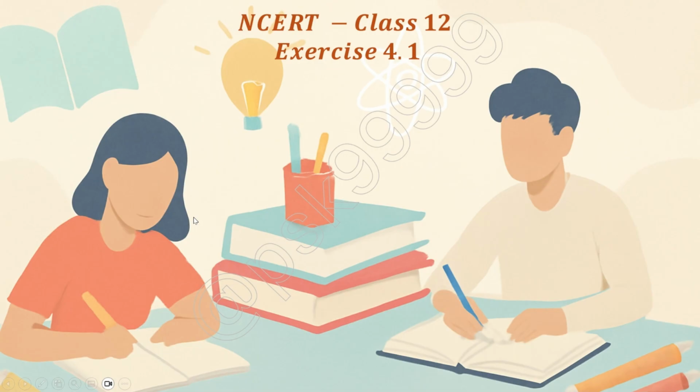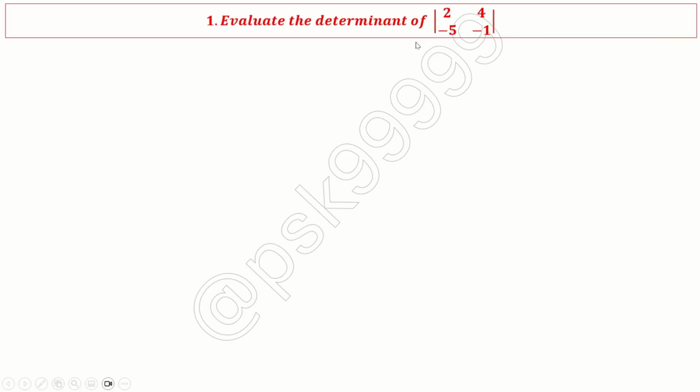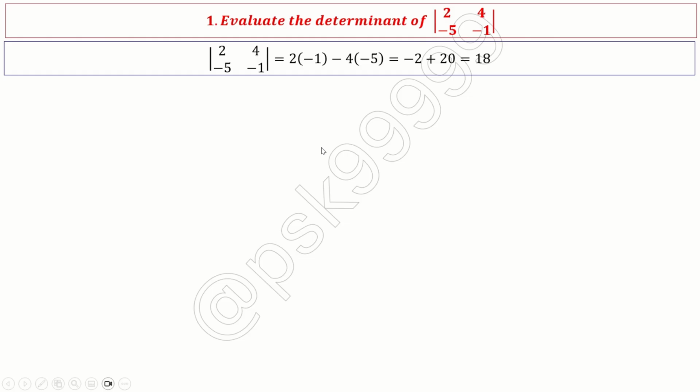So let's do some simple problems based on the basic understanding of determinant. Evaluate the determinant of this: 2, 4, minus 1, minus 5. You know it is 2 into minus 1 minus 4 into minus 5, which is nothing but 18. This is the answer. This is the very simple basic AD minus BC that you will apply.